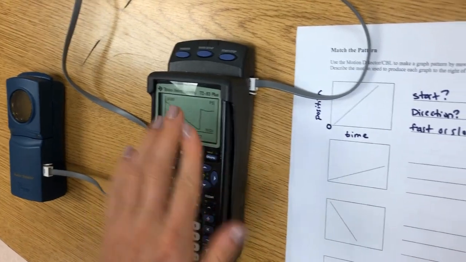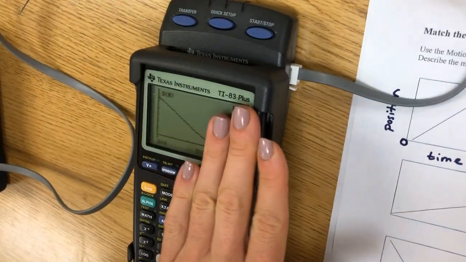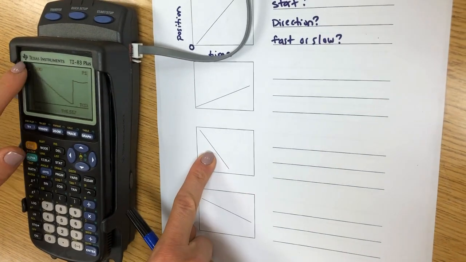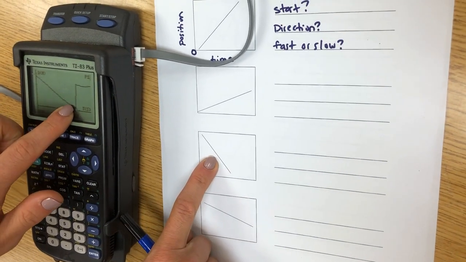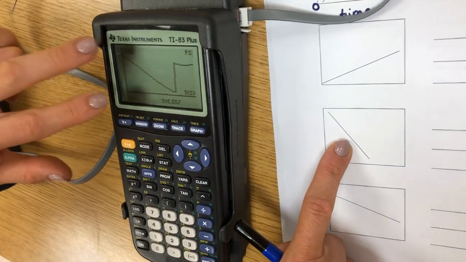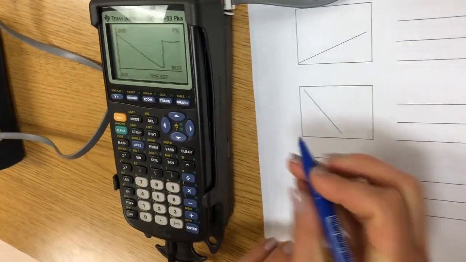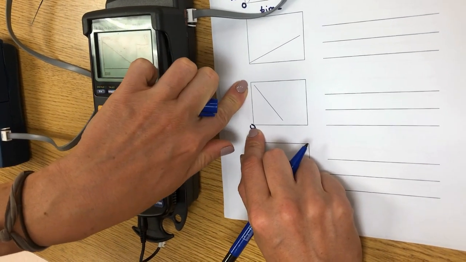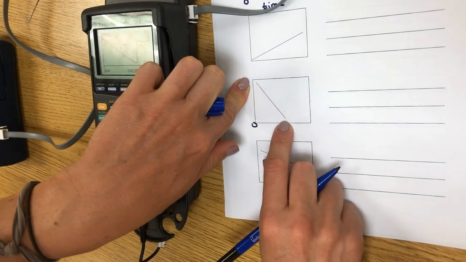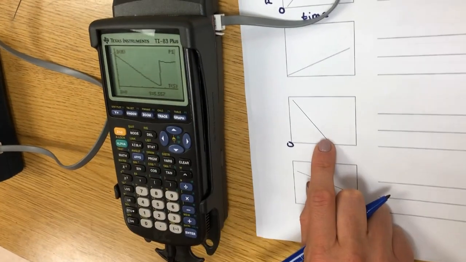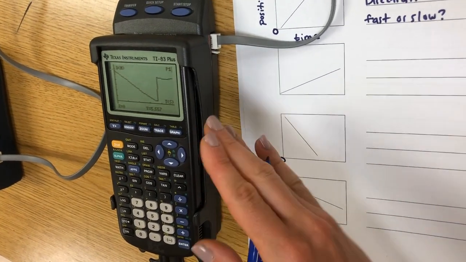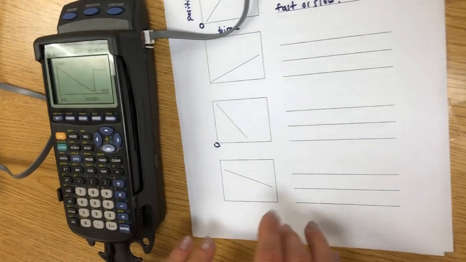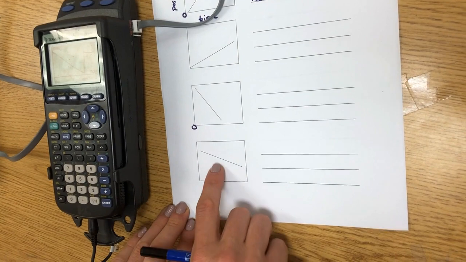Ignore this last part over here, guys. Ignore that part. We're only gonna be looking at this part right here. So does this look like this part? Yeah. So where did I start? Well, if this is position, if this is close to the wall, I started away from the wall. I moved towards the wall, and I moved pretty fast, didn't I? Yep. Check out how steep that line is. So that's a hint for the slope there, how fast I'm going.